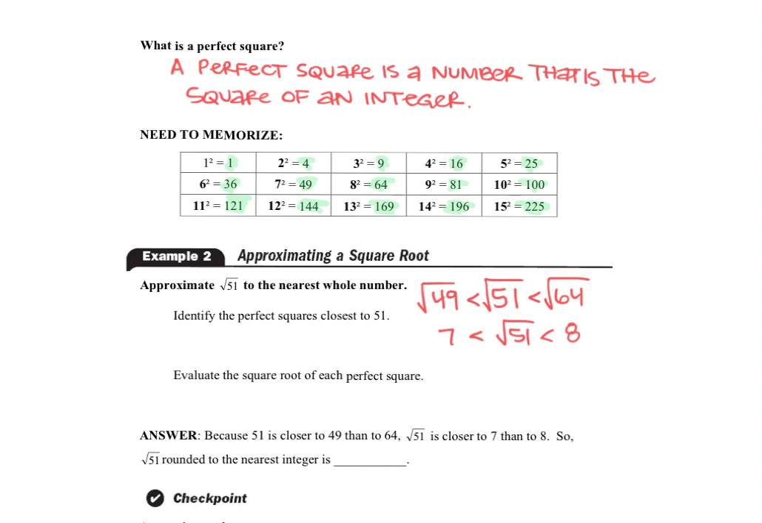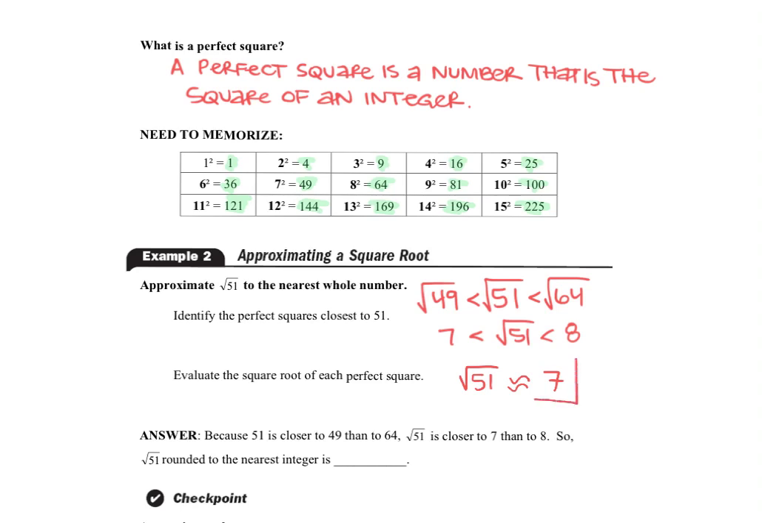Well, because 51 is closer to 49 than it is to 64, we would say that our final answer is that the square root of 51 is approximately 7. We can't say it equals 7 because it's not equal to 7. It is approximately 7. That is the whole number that it is closest to. So remember, we use those squiggle equal signs, and that shows that it is approximately.